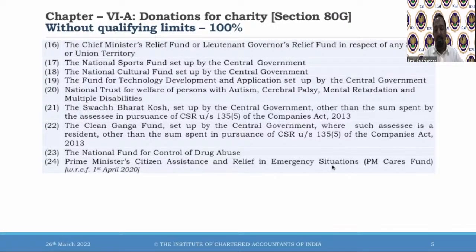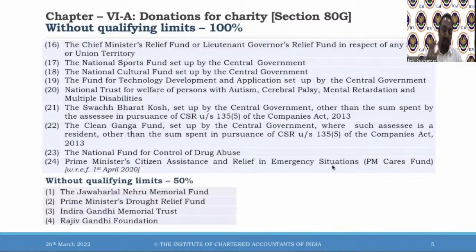Now, as I told you, there are too many. There are around 24 funds listed here. So it becomes very difficult to remember each one of these 24, of course. So rather, I would say we remember this alone. How do I remember this? We all know the Gandhi family, right?